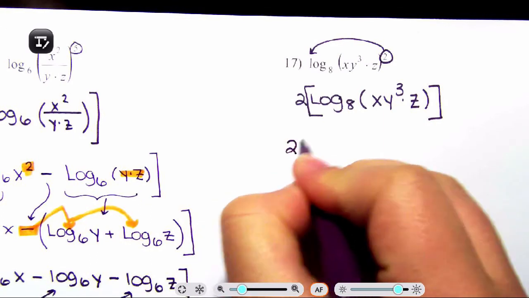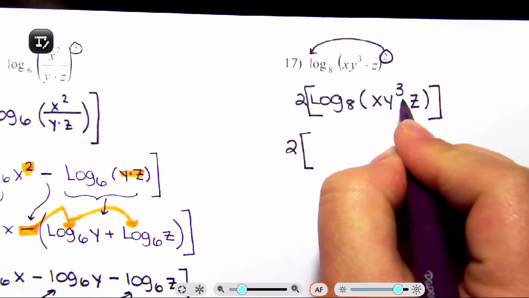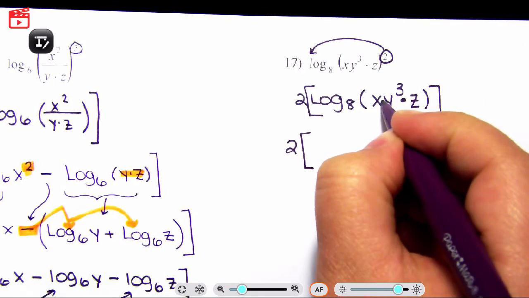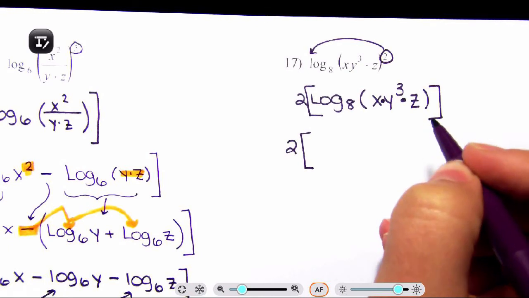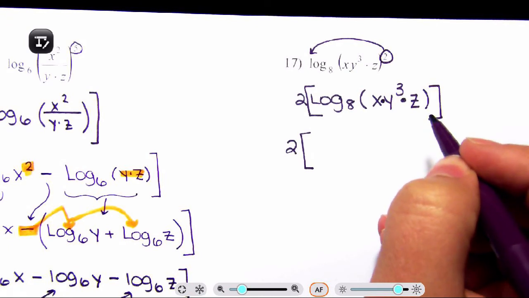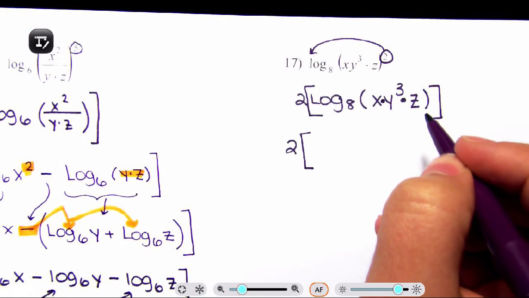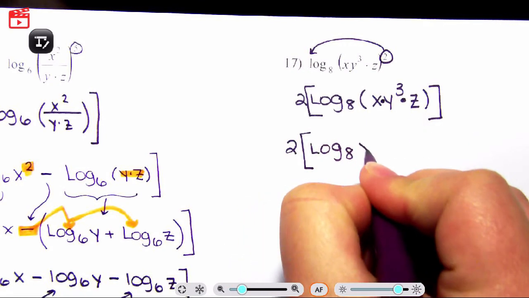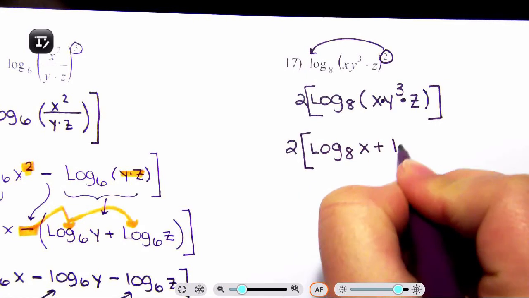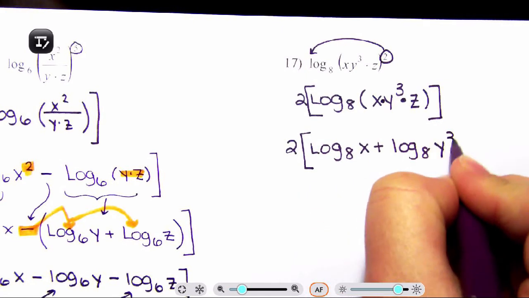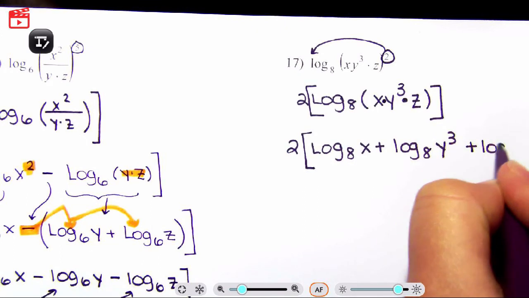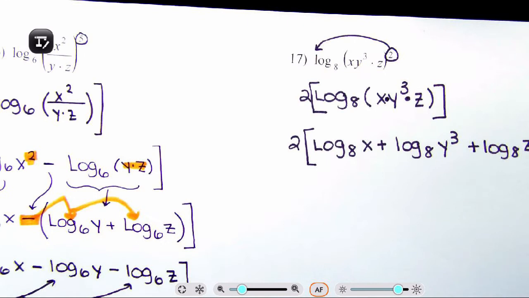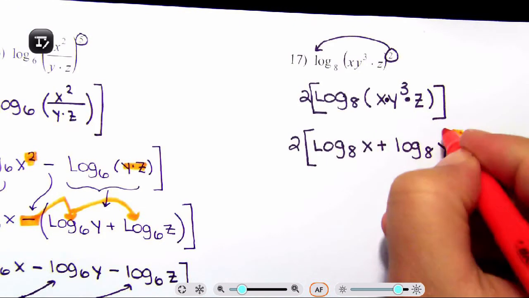So let's keep expanding. So I have 2 on the outside. This here I have multiplication. Now it is your choice if you want to do this separately. I know I'm going to have 3 multiplications. I have x, I have y cubed, and z. So I'm going to split that up all in one step. So I know I'm going to have addition because I have multiplication. Okay, now that I have here, I still have an exponent on my y, so I need to bring that forward.